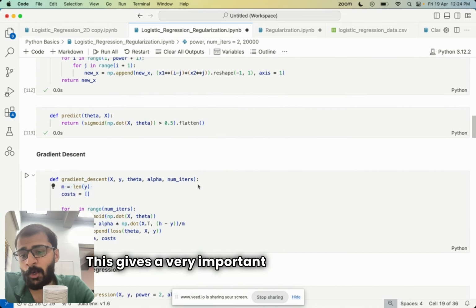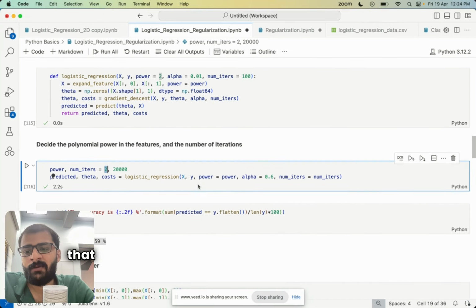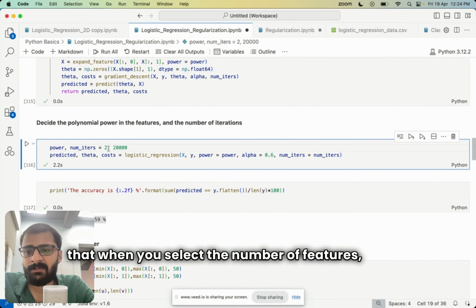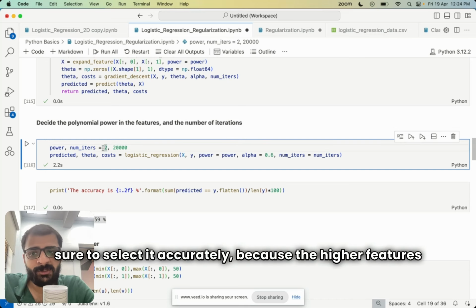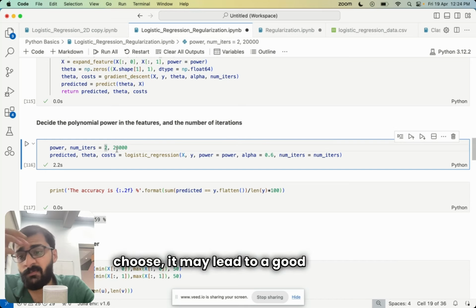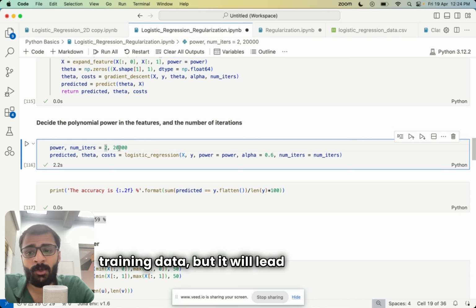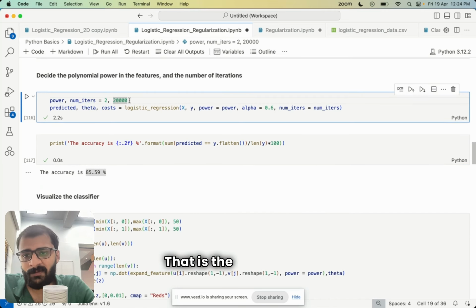This gives a very important lesson to all of you that when you select the number of features, please make sure to select it accurately, because the higher features you choose, it may lead to a good fit of the training data, but it will lead to overfitting. That is the first lesson.